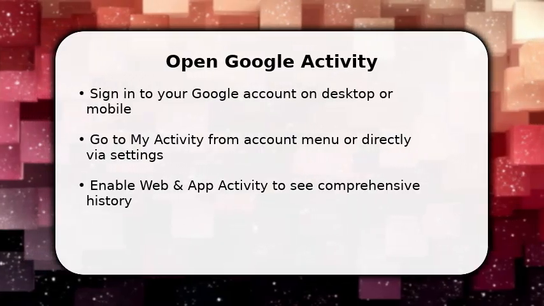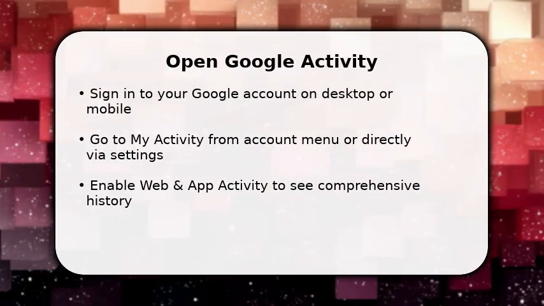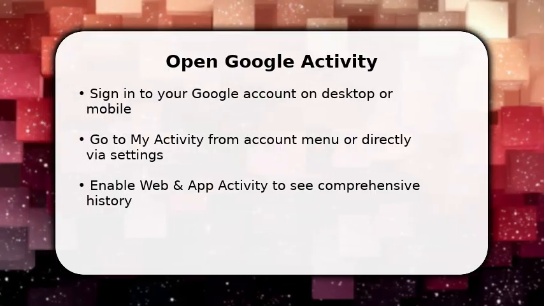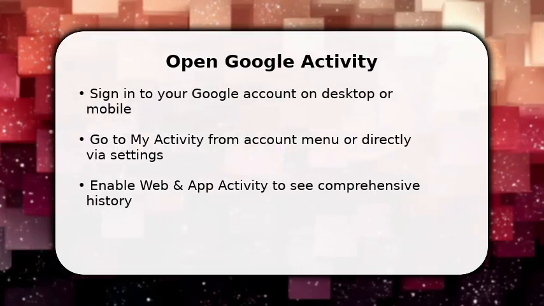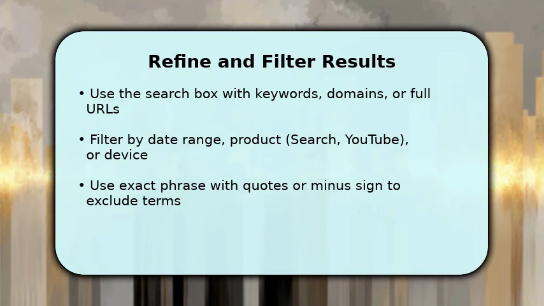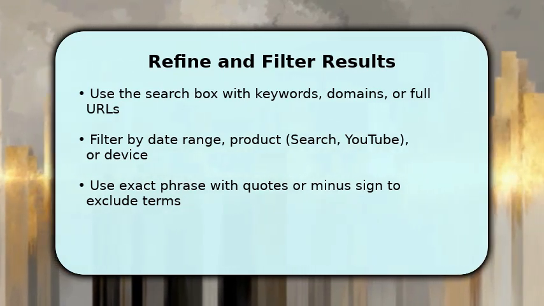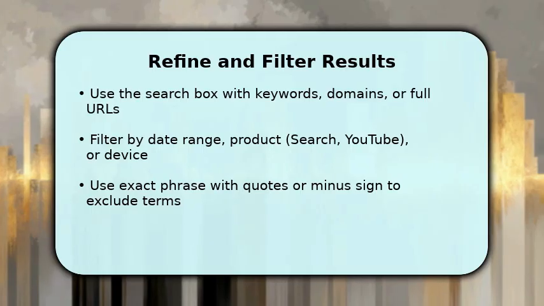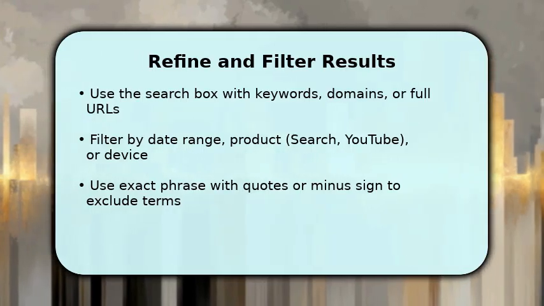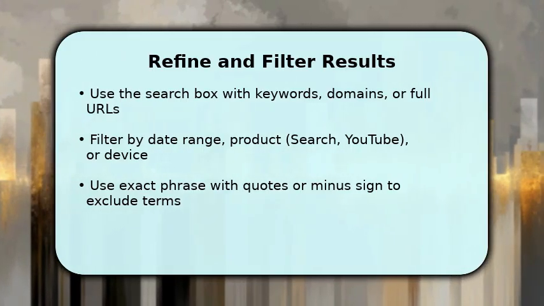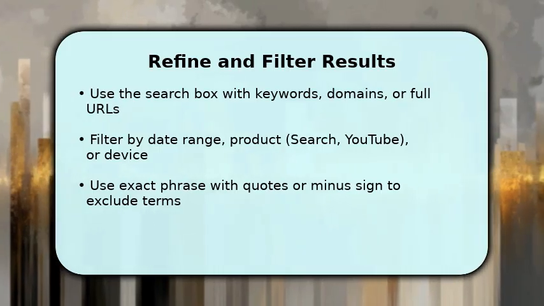Now use the search bar at the top of My Activity to enter keywords, sites, or dates to begin narrowing results. Once you have results, refine them to find specific items faster. Use the search field for keywords, domain names, or exact URLs. Putting quotes around a phrase finds exact matches, and a minus sign excludes words.